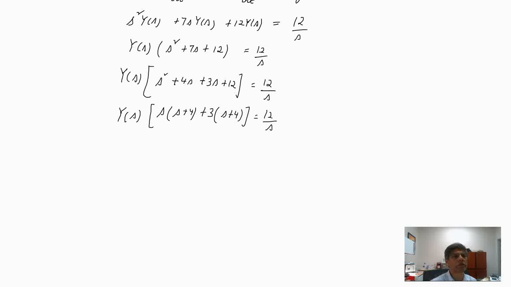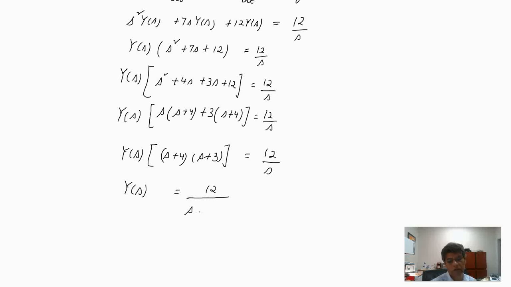So my friends, this will be equal to Y of s, and of course you can see that s plus 4 times s plus 3. We're almost done as far as the formulation is concerned. This is 12 over s. Well, we can find Y of s from here now. Y of s is simply equal to 12 over s times s plus 4 times s plus 3.